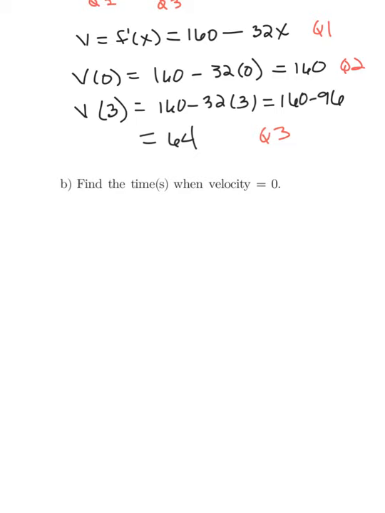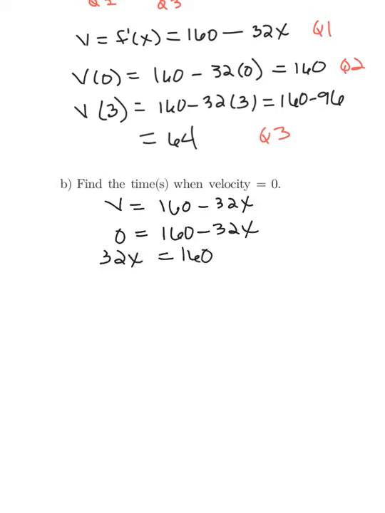Question B asks us to find the time or times when velocity equals 0. When you have a problem like this, you take your velocity function, which in our problem was 160 minus 32x, and set it equal to 0. So we're going to do 0 equals 160 minus 32x. We're going to add 32x to both sides and get 32x equals 160. Divide both sides by 32 and we get x equals 5. So there is only one time when velocity equals 0, and that is at 5.